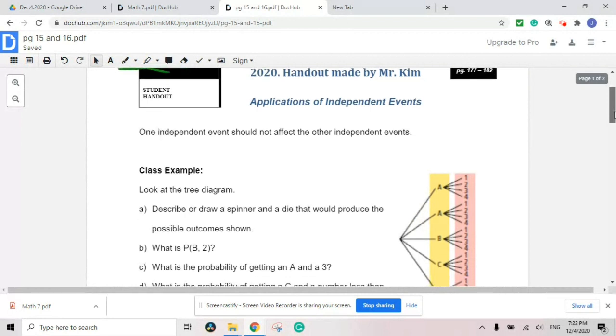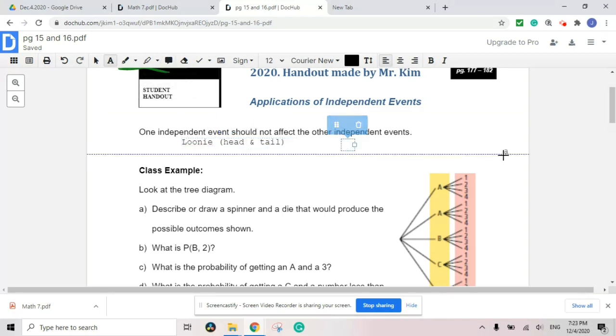So, independent events. This is where you need to consider that one event never affects the other event. What I mean by that is, if I have a coin that has head and tail possibility, and I throw the coin, and let's say I have more possibility of having heads, that doesn't mean you have a preference for another event.